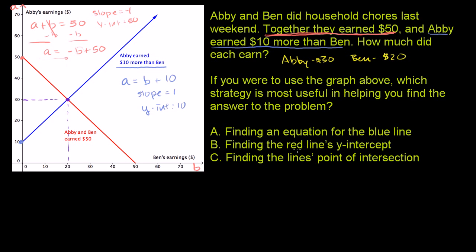Now, answering the second level, meta level question, which is the best strategy, we see, well, we had to find the points of intersection. So that is choice C. We had to find the lines' point of intersection. Finding these other things really wouldn't have helped us solve the problem.